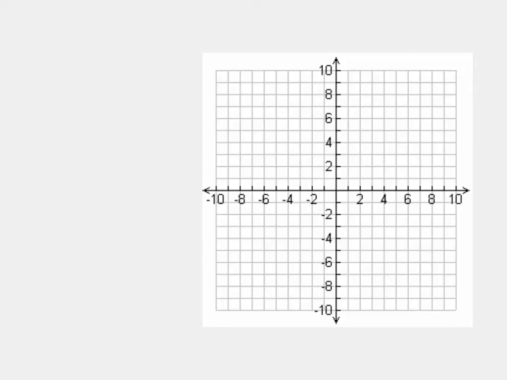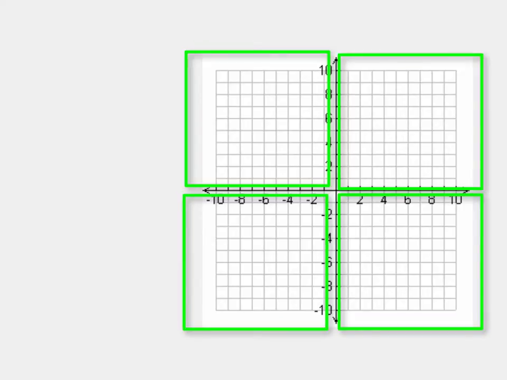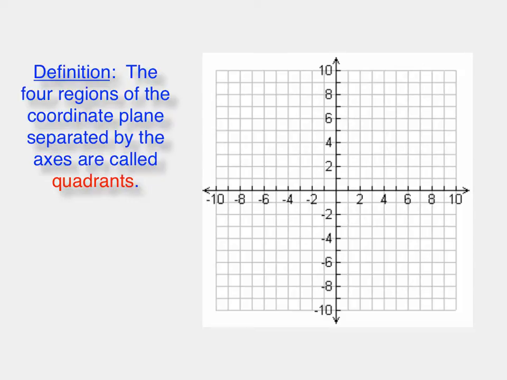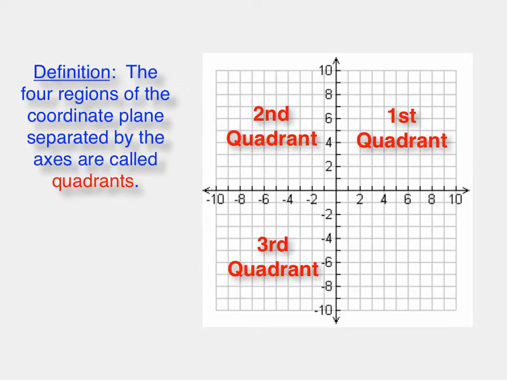Now, you can see that from our axes, our input-output pairs are loosely divided into 4 regions. The 4 regions of the coordinate plane separated by the axes are called the quadrants. The upper right hand is called the first quadrant, the upper left hand is the second quadrant, the lower left hand is the third quadrant, and the lower right is the fourth quadrant.